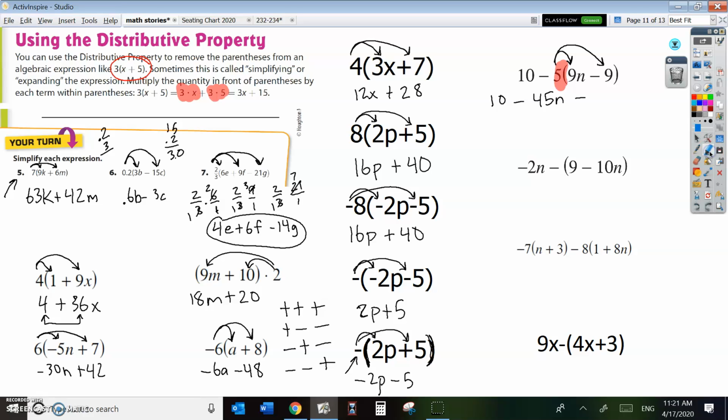so this negative right here, it comes with the 5 to make negative 45. And then you're subtracting a negative, which means adding a positive. So that's one way to work that problem. I prefer to do that problem like this. I'll show you what I mean.